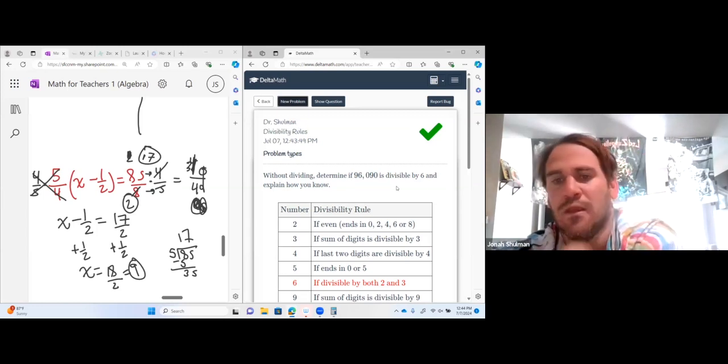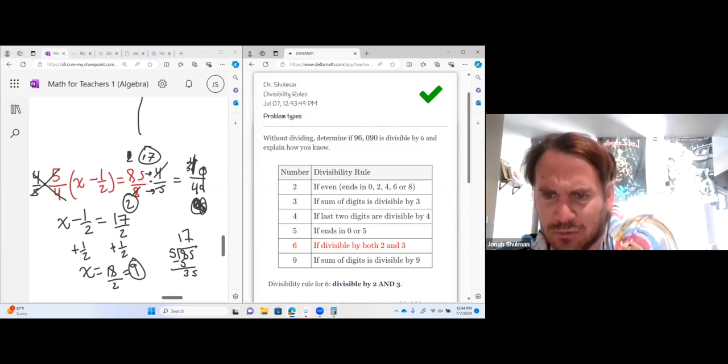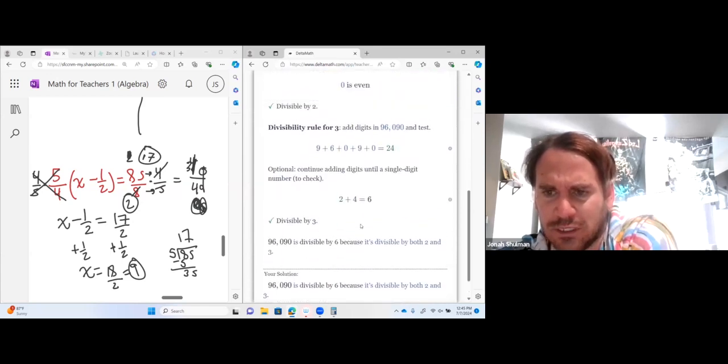Nice. So here are the rules. 2 if it's even. Nice, I like it. If the sum is divisible by 3, I know that one. If the last two digits are divisible by 4, it ends in a 0 or 5. If the sum is divisible by 9. And the sixth rule is if it's divisible by both 2 and 3. Wow. I did not know that rule, but now I know.